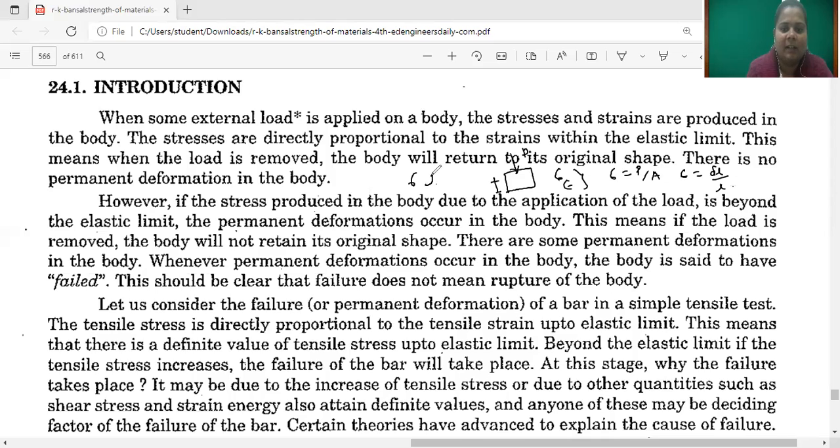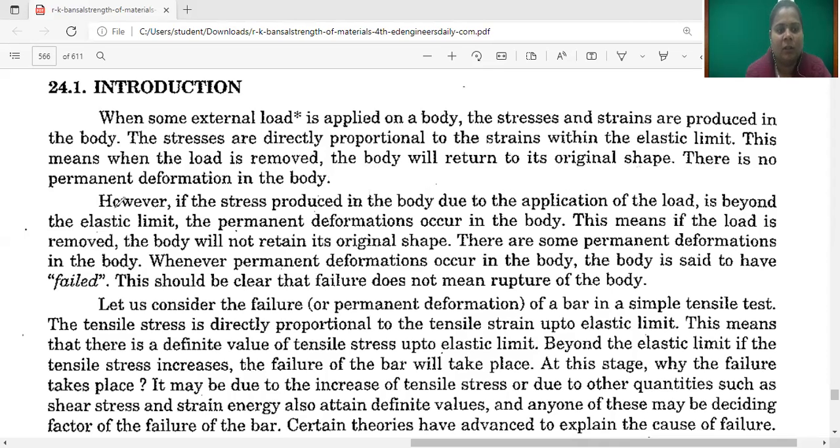These stresses are directly proportional to the strains within the elastic limit. That means it obeys Hooke's law. Hooke's law states that stress is directly proportional to strain within the elastic limit. Whenever our material is within the elastic limit, and I have applied load on the body, after removal of this load the body regains its original shape and size. This is called elasticity, and under such a condition the body does not undergo permanent deformation. So this is the first paragraph.